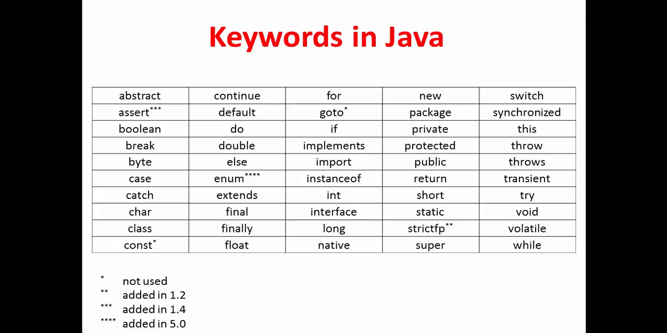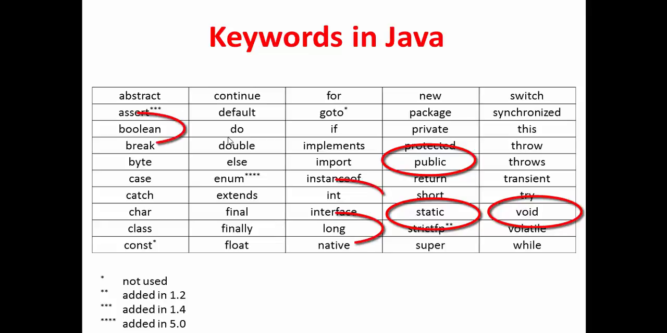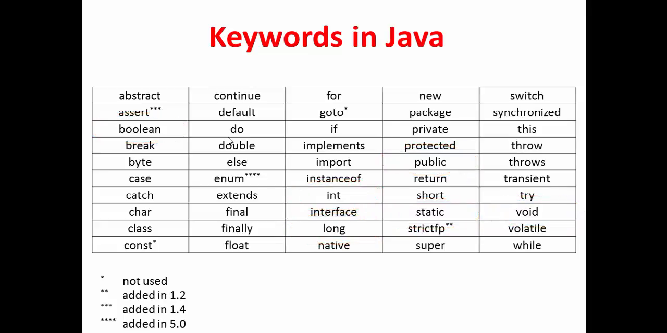And of course, in our previous programs we also have used some of these keywords. We used public, we used static, we used void, and we also used boolean, int, long, etc. Now there are one or two words like const and goto. These are not actually used in Java, but still they are reserved, so you cannot use them in naming identifiers.